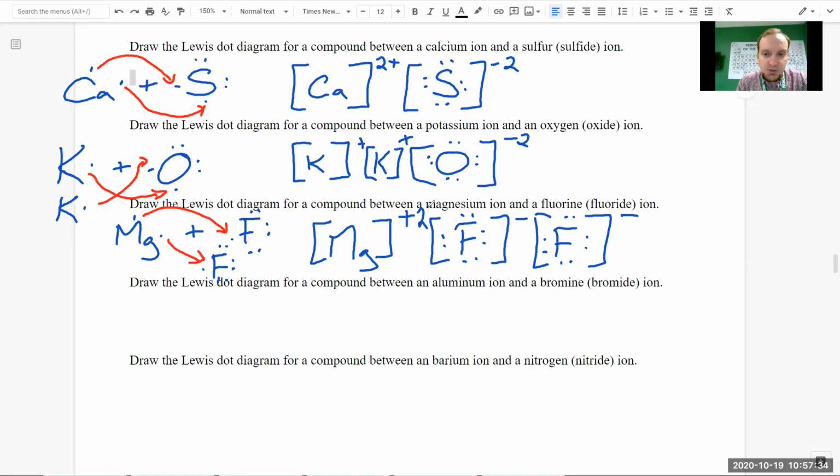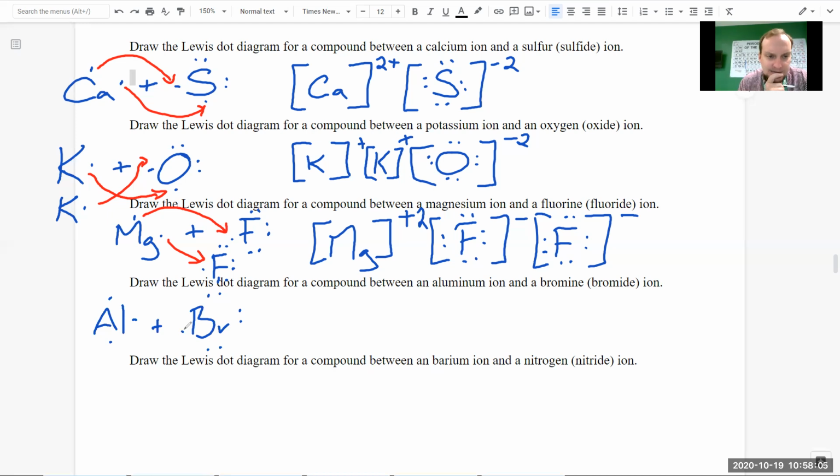All right, let's move on to a little bit harder one. This one might need a little bit more space. We're going to have an ionic compound between aluminum and bromide. So aluminum is Al. We know that it has 3 dots because it's in the 3rd column underneath boron. And we're going to add that to a bromide ion, which of course has 7: 1, 2, 3, 4, 5, 6, 7. It has 7 because it's a halogen.